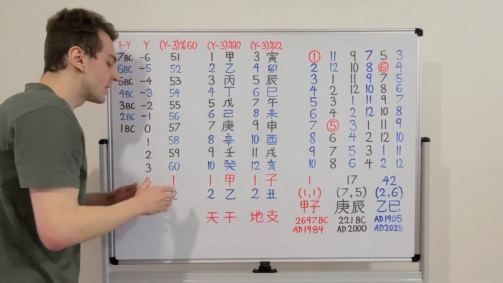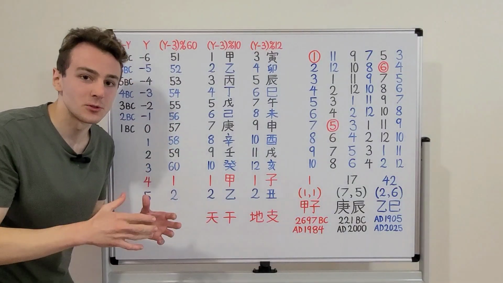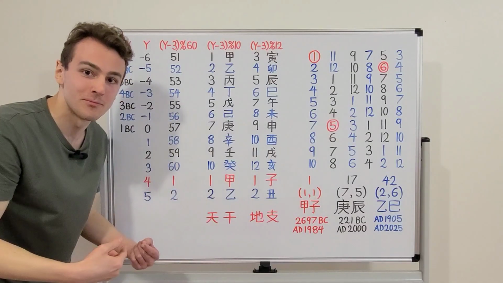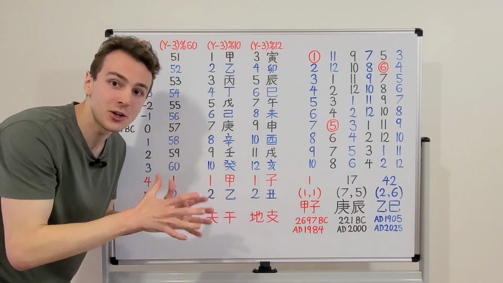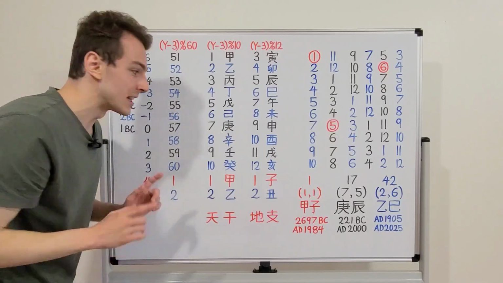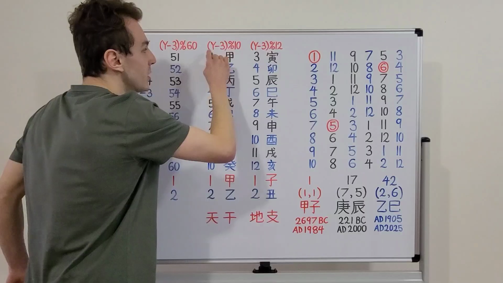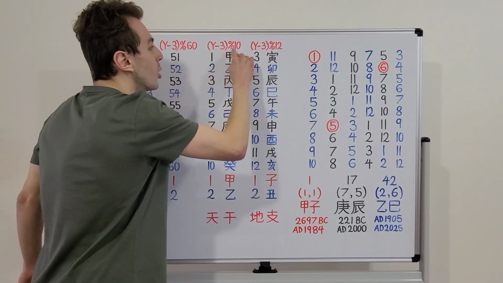And we can think of this sexagenary cycle as 2 subcycles going simultaneously. We're going to have a 10-year subcycle and a 12-year subcycle. Let's first examine the 10-year subcycle. So over here we can see y minus 3 mod 10.